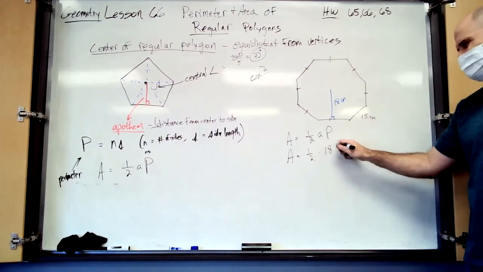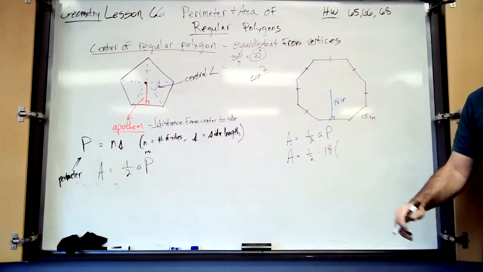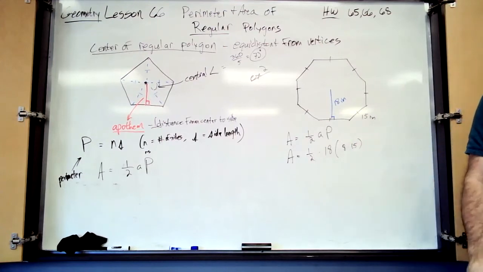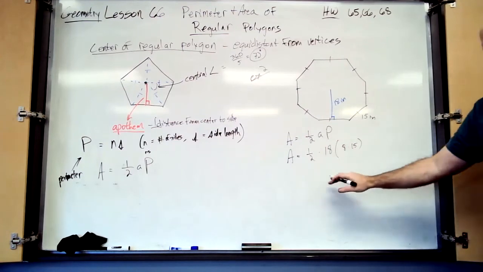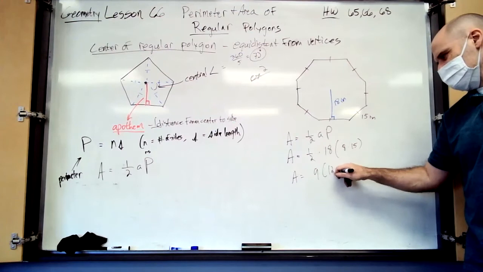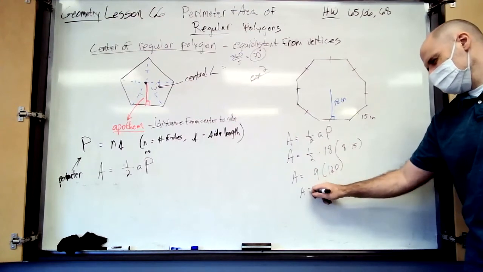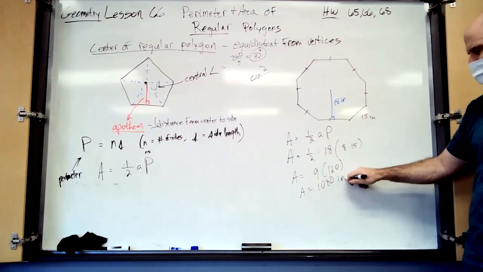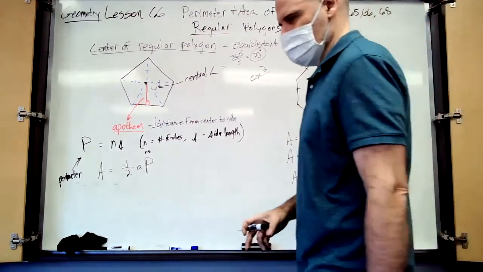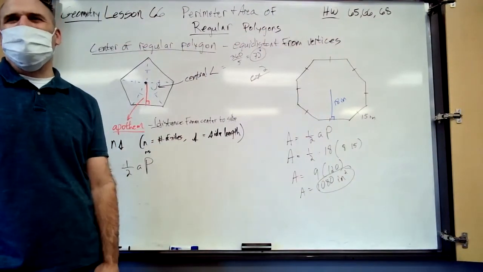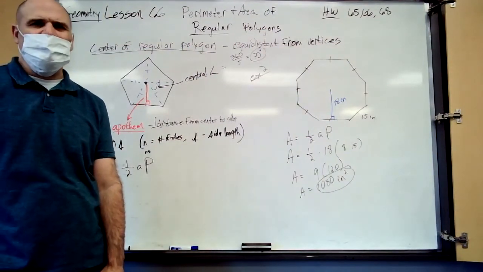And then what's the perimeter? It's 8 times 15. 8 times 15, that's right. So let's see, 4 times 15 is 60, so 8 times 15 is 120. So I'm gonna just go, all right, 9 times 120, which is 1080. Okay, and it's square inches, right? Yeah. Okay, all we did was plug it into our calculator and chug it out. Everybody okay with that?